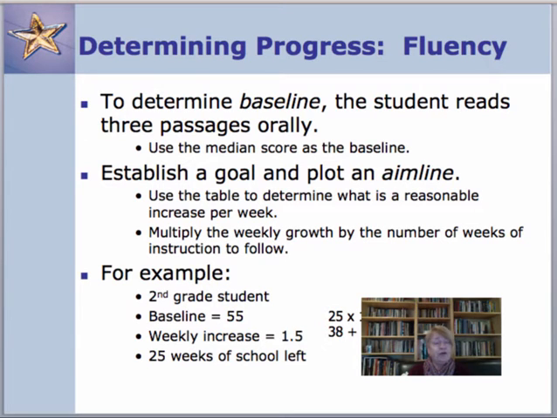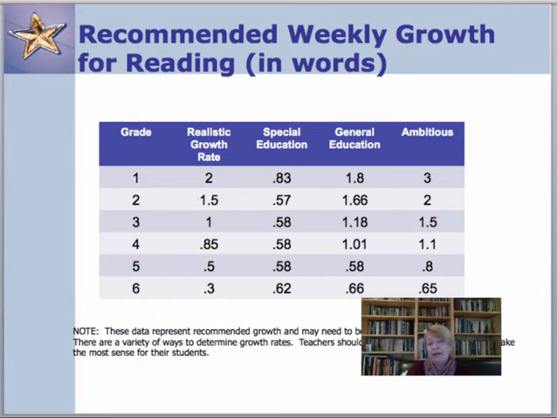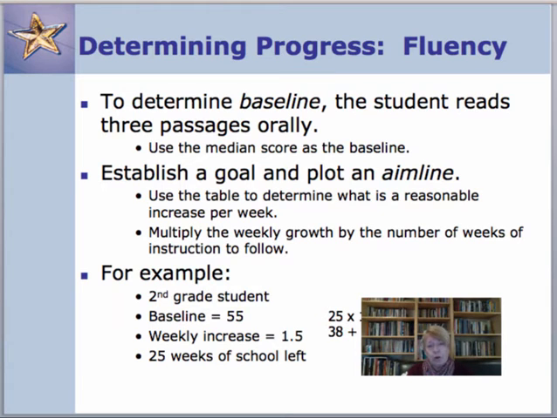And then we establish a goal. The goal would be based, going back to the expectations chart, on the realistic growth rate for the student's grade level. It might be a special education goal, it might be an ambitious goal, depending upon the student. So we establish a goal and we plot an aim line. The aim line goes from that median score, which is the student's baseline, to the ultimate goal, which is what we expect the student to have achieved by the end of the school term. So we use that table to determine what's reasonable and multiply the weekly growth expected by the number of weeks of instruction that are left.